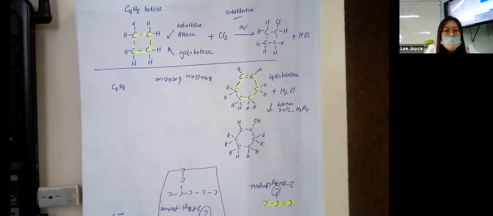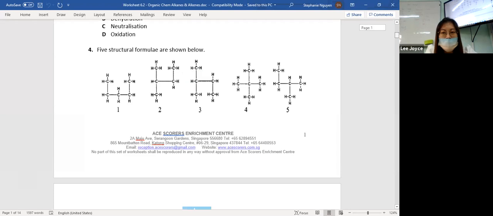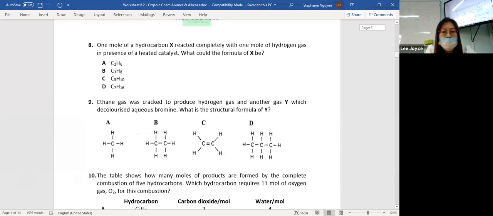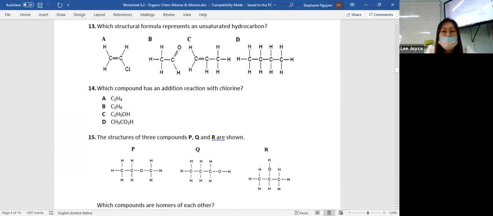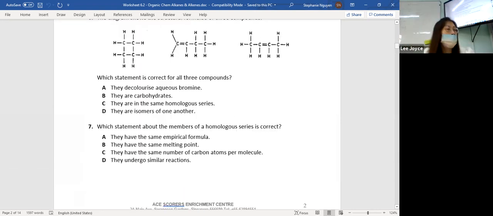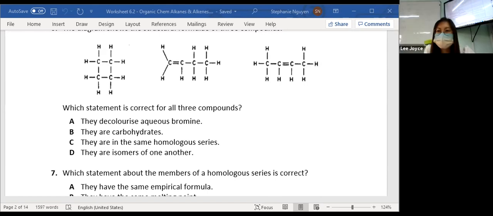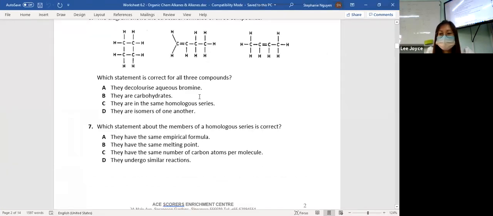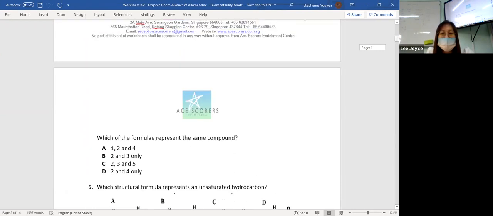Okay, if there are no questions, we're going to try a few examples from worksheet 6.2 on isomerism. Can you give a try for question 4 and then question 15? Right, 4 and 15. Let's try it first. Okay, let's run through. So what is the answer for question 4? If you see that they are the same compound, do you think they are isomers or not isomers?